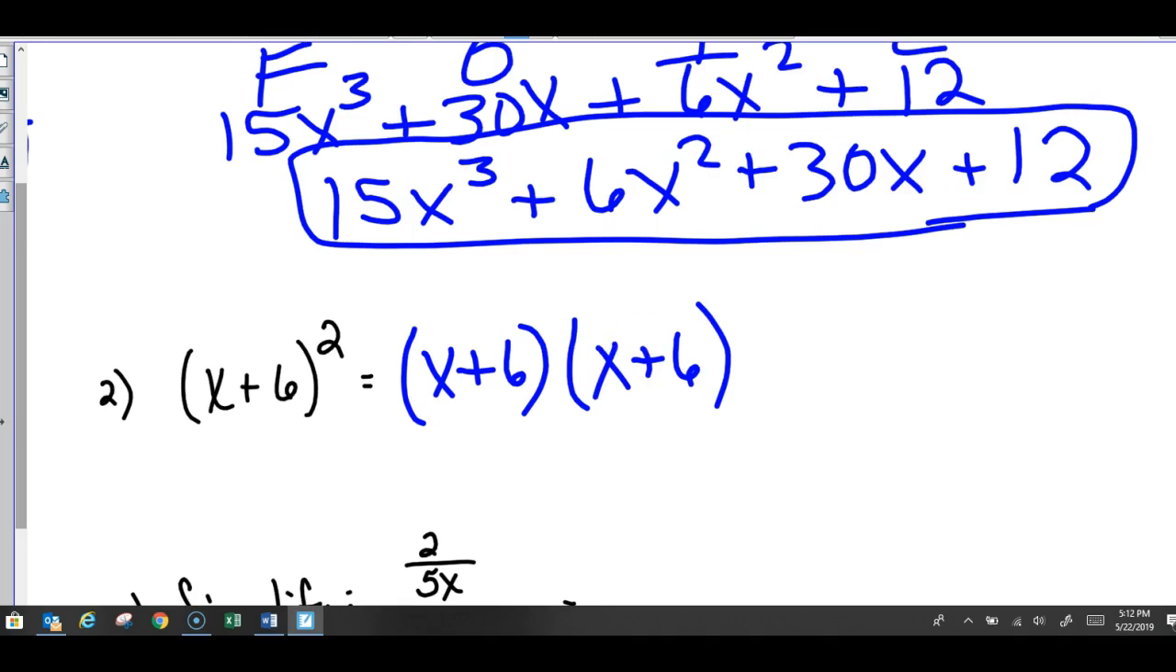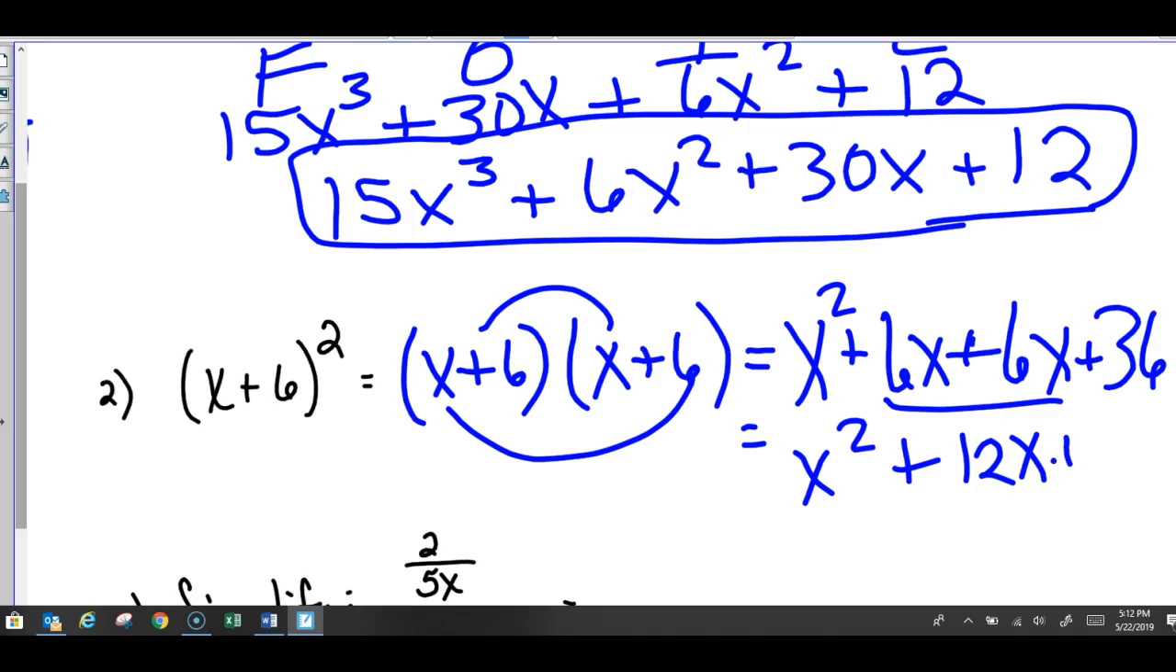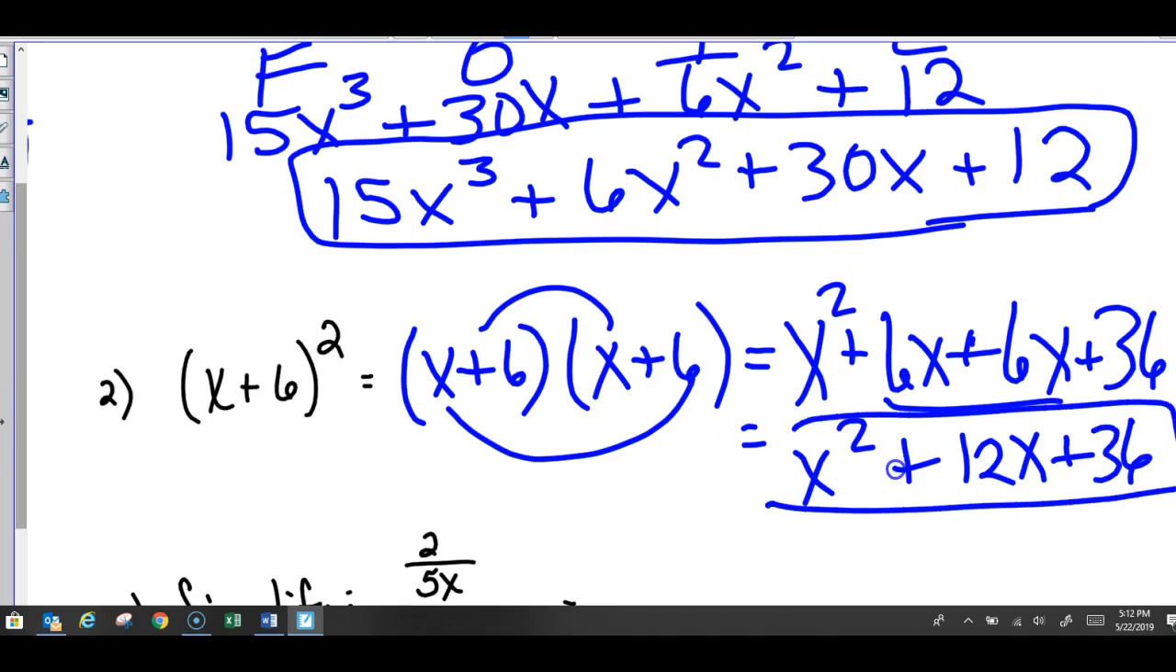And then we would FOIL that out, so we would get the x times x, the x times this 6, the inside 6 times x, so another plus 6x, and the last 6 times 6, 36. Now on this one we do have like terms, so we would simplify that and end up with x squared plus 12x plus 36 for the final expression there.